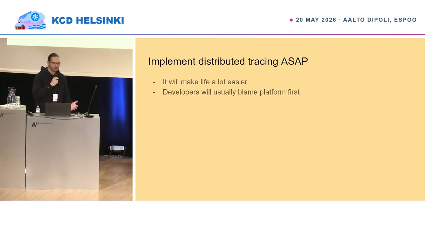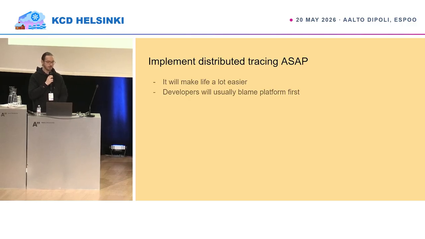And implement distributed tracing ASAP, because your developers will always blame the platform. It's never their application. But if you can prove that the traffic hits the NLB and the trace starts there, then you can already show that it is reaching the cluster. Your application is the problem, maybe.